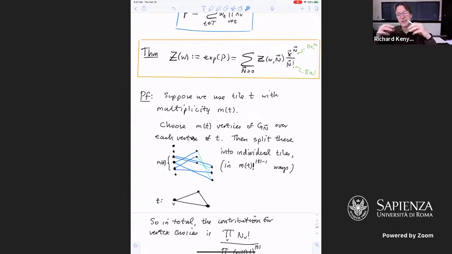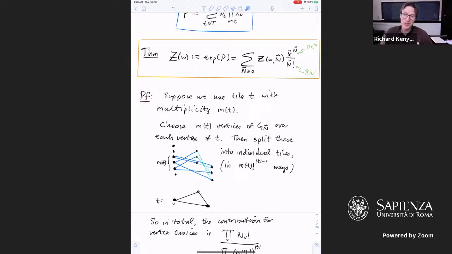I want to count the number of tilings of this graph, and rather than fix the multiplicities of the vertices ahead of time, let me just fix the multiplicities of the tiles, and then at the end I'll be able to switch the order of summation. So I'm going to suppose we fix the multiplicity of each tile. Suppose we use tile T with multiplicity M of T.